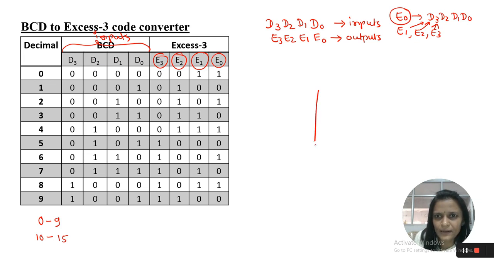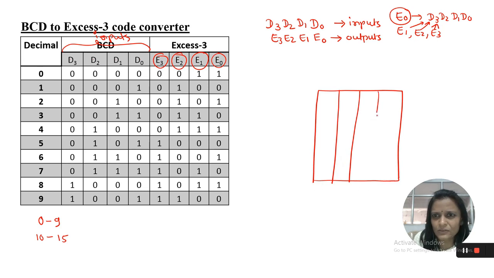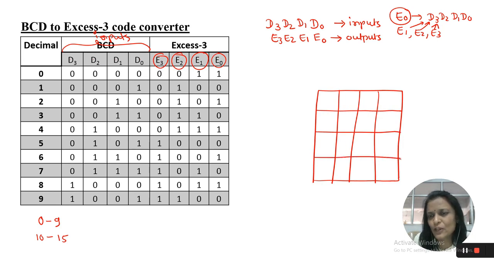So here I am drawing the K-map for 4 variables. For 4 variables I need to prepare 16 blocks. If you want to learn this topic, you need to know how to convert BCD numbers into XS3 and how to use the K-map.